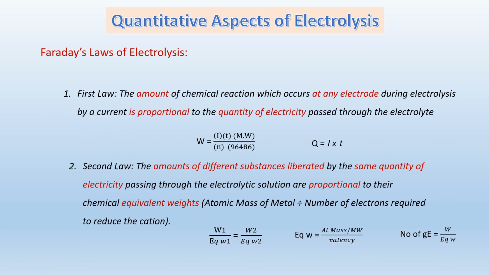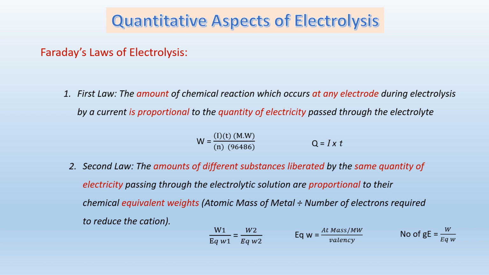Quantitative aspects of electrolysis. Just now we have seen the electrolysis process for the purification of copper. If you use electricity, that is an external source of electricity, it makes the deposition of metal ion to metal, thereby increasing the amount of metal. So he stated two laws.